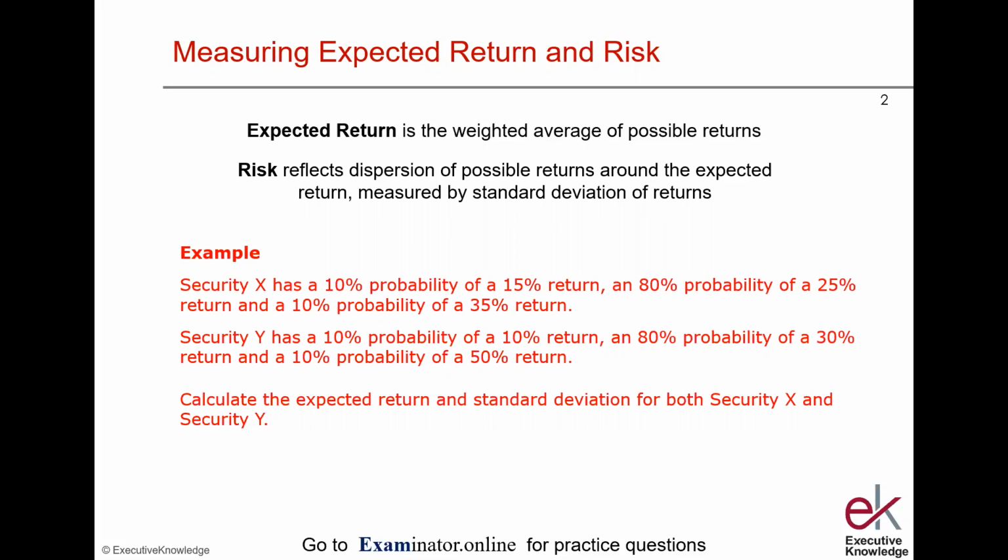Security X has a 10% probability of a 15% return, an 80% probability of a 25% return, and a 10% probability of a 35% return. On the other hand, Security Y has a 10% probability of a 10% return, an 80% probability of a 30% return, and a 10% probability of a 50% return. You're asked to calculate the expected return and standard deviation for both Security X and Security Y.